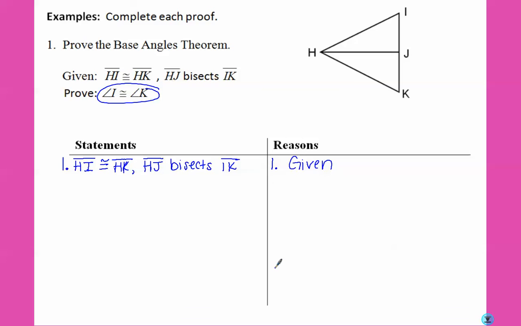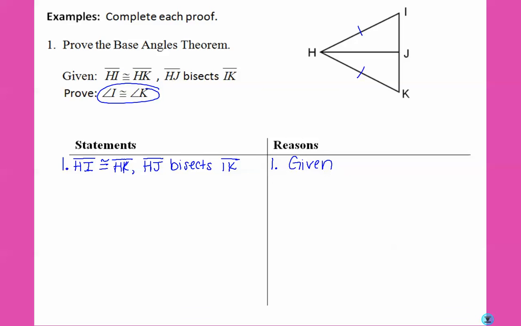We're going to number these because this time we don't have the grid lines to help our proof stay organized. So we're going to number our statements and our reasons so we can see which ones go together more easily. Next, let's stop and mark our picture. HI is congruent to HK.